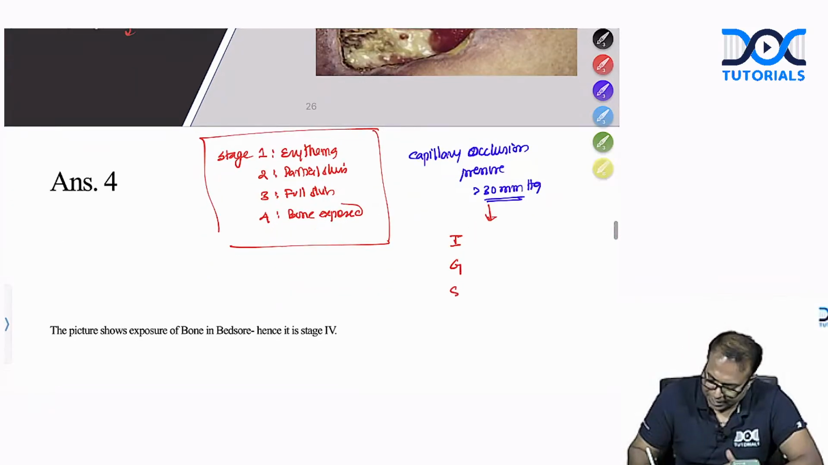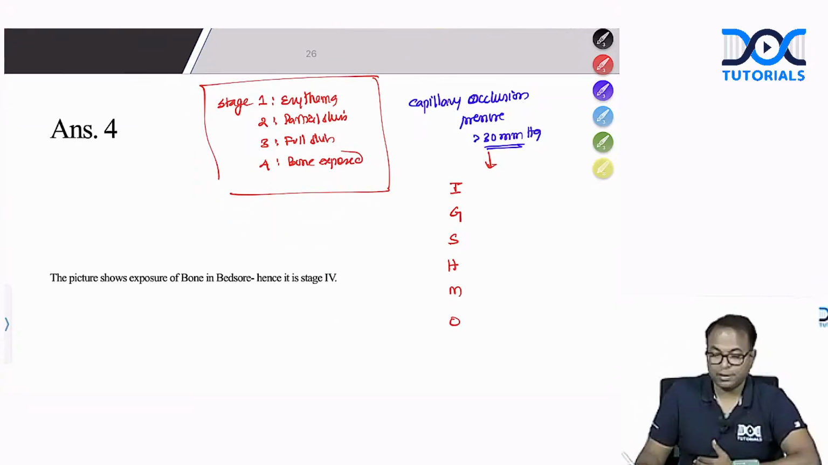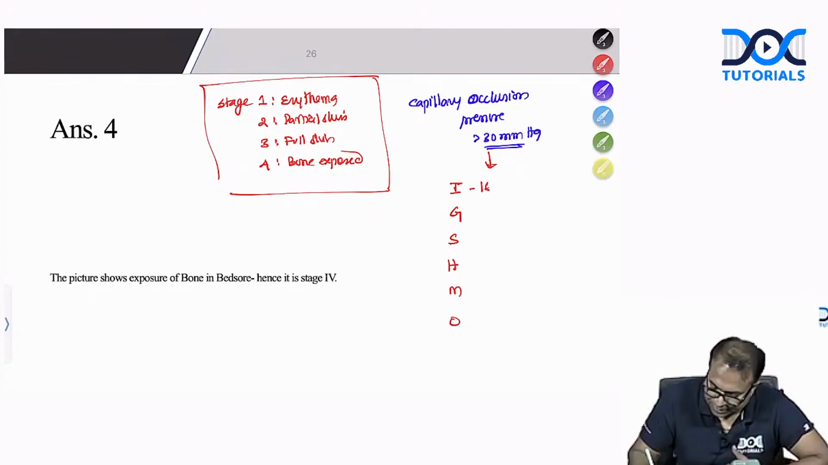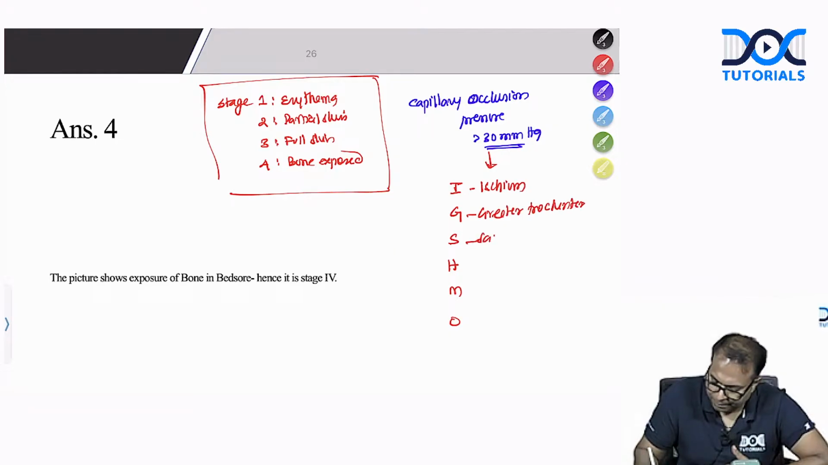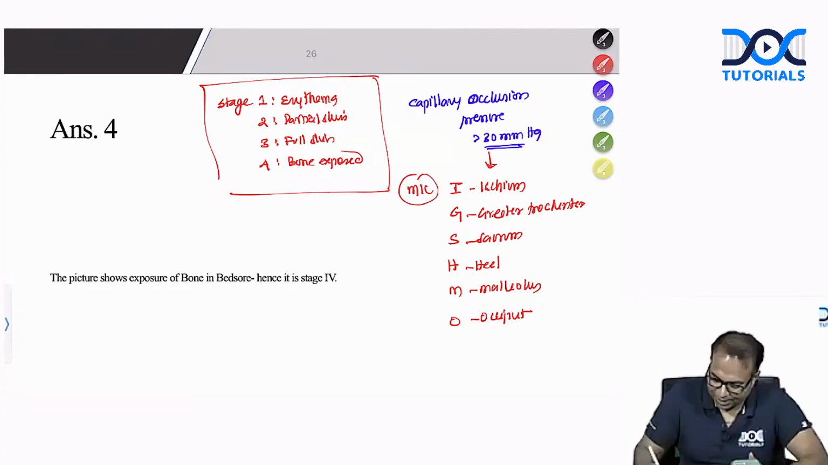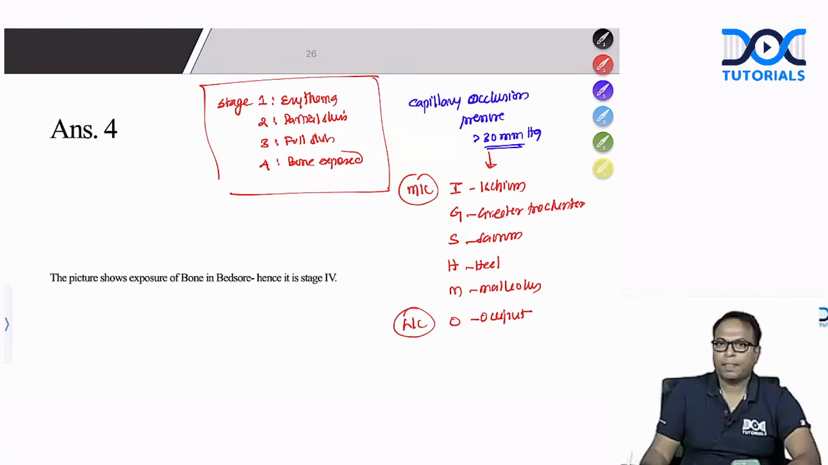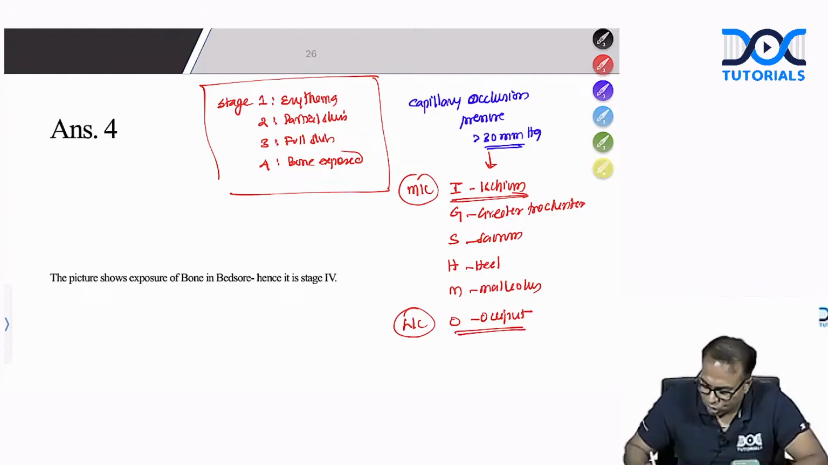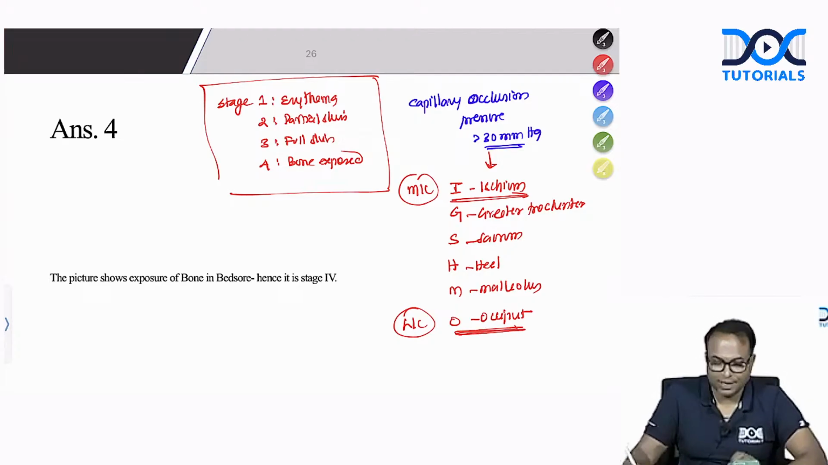Indira Gandhi statue has more ornaments. That's a mnemonic for the order of bed sore. Indira Gandhi statue: Ischium, greater trochanter, sacrum, heel, malleolus, occiput is the least common site. So most common is ischium, least common is occiput. Don't forget the commonest site of bed sore.